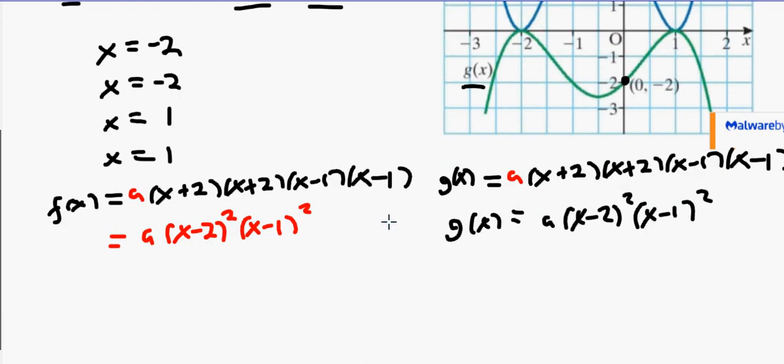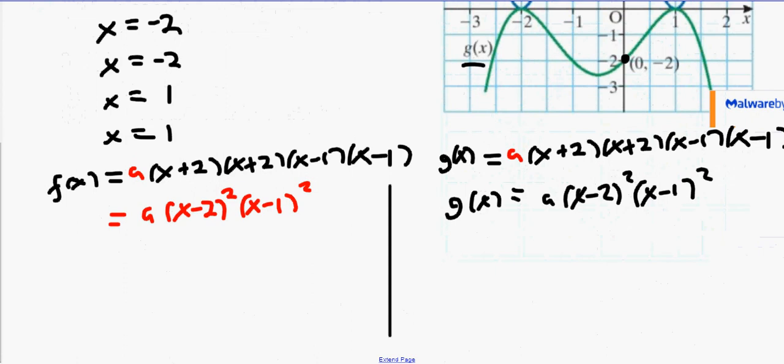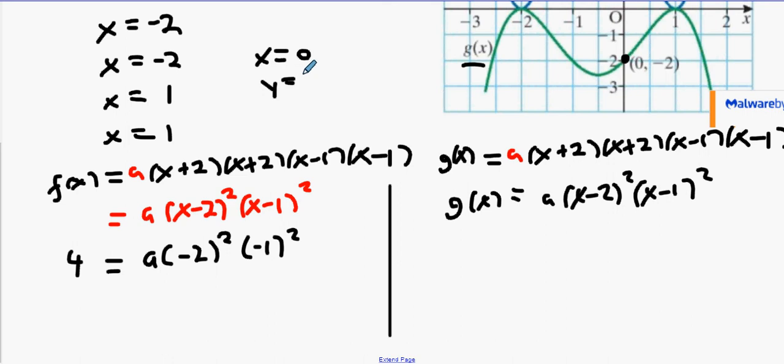Now, what can we say about, give me a point on f of x. What point do we have on f of x? 0, 4 sounds great. So what are we going to do here? 4 equals a times minus 2 squared, and I'm replacing all the x's with zeros and the y value with 4. And what am I going to get? 4a, a equals 1. Is that okay?